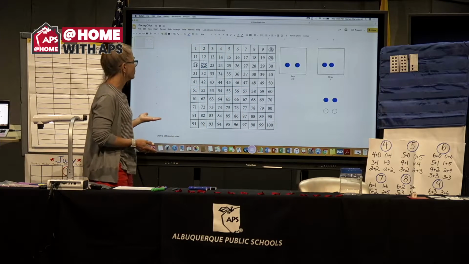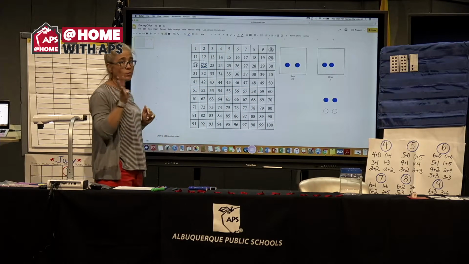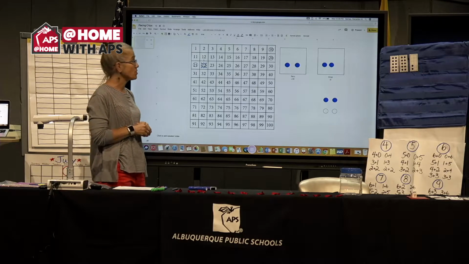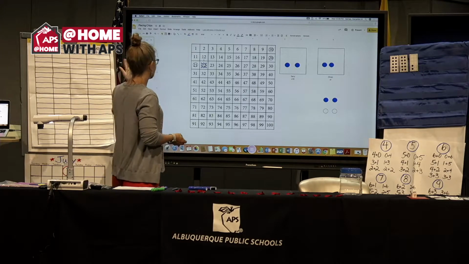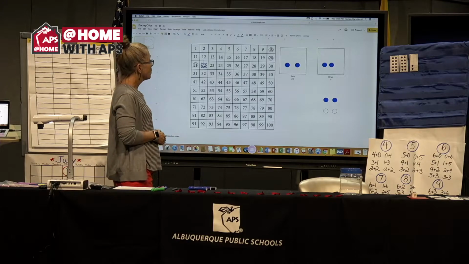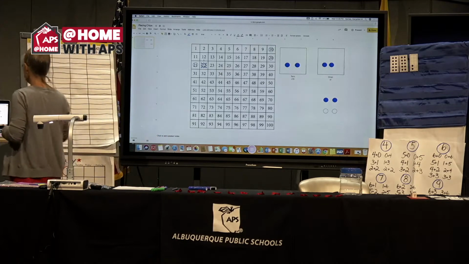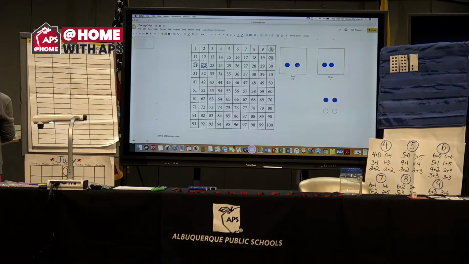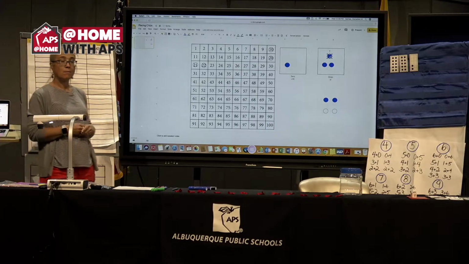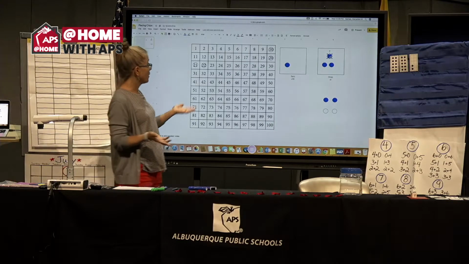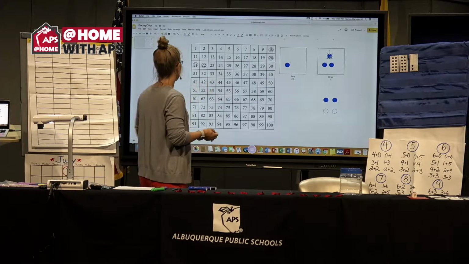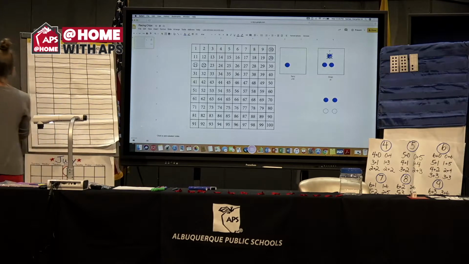What could I do if I move some of those chips? I can only work with 4 chips for this challenge. I know I could make 22 with my 4 chips. What else could I do? Maybe I could move one of these chips from the tens over into the ones box, right? I'm still using 4 chips. Now I have 3 in the ones and 1 in the tens. So let's see how that changes our hundreds chart.